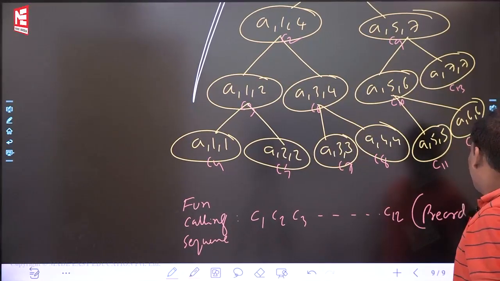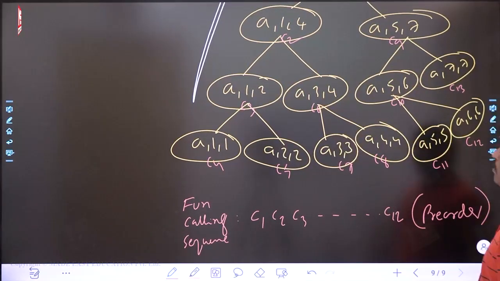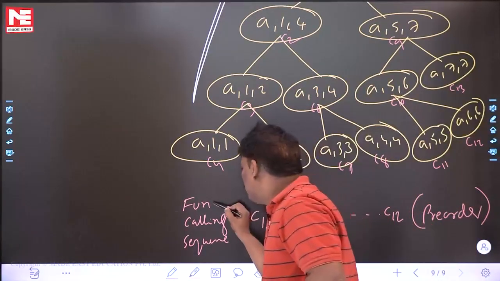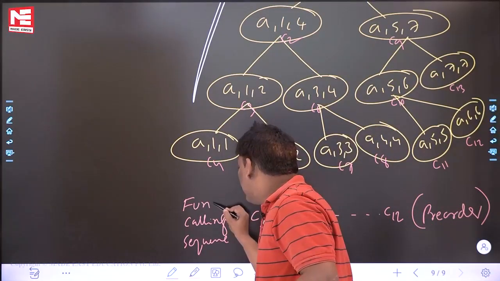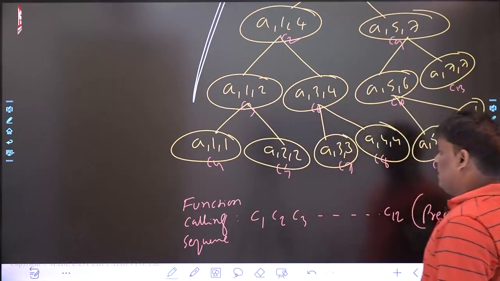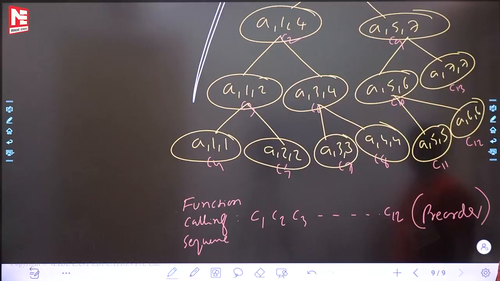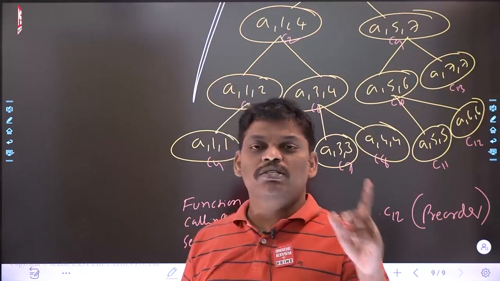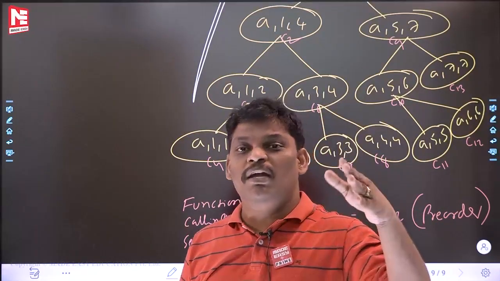In computer science terminology, it is called pre-order. Function calling sequence. So in every programming language, function calling sequence is pre-order. Not only C language, not only Java, in every language, function calling sequence is pre-order. What is the meaning of pre-order?